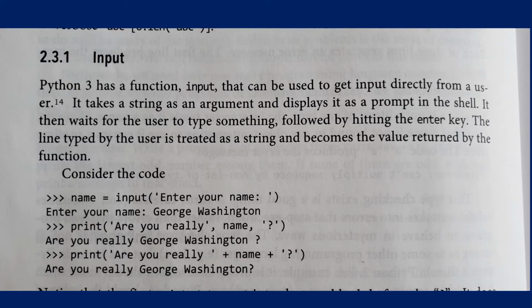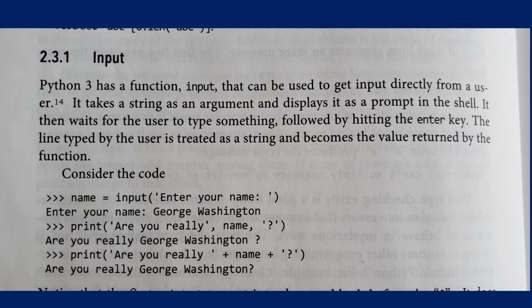So this is what our textbook says. Python 3, which is the version we're using, has a function named input that can be used to get input directly from the user. It takes the string as an argument and displays it as a prompt in the shell. It then waits for the user to type something, followed by hitting the enter key. The line typed by the user is treated as a string and becomes the value returned by the function.